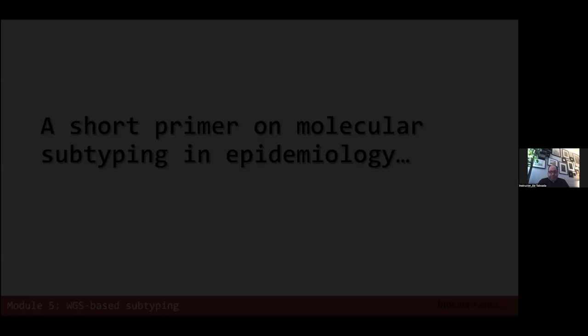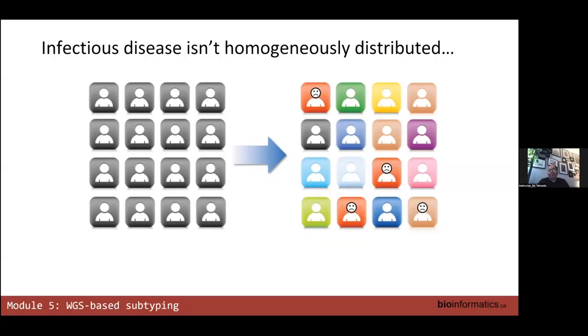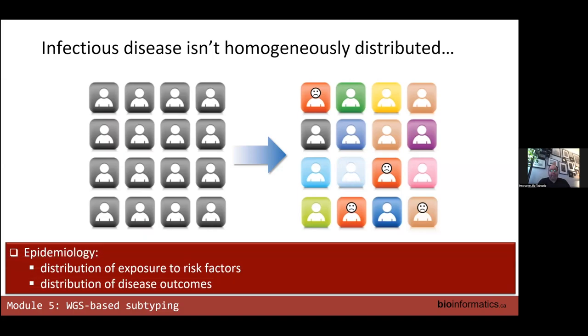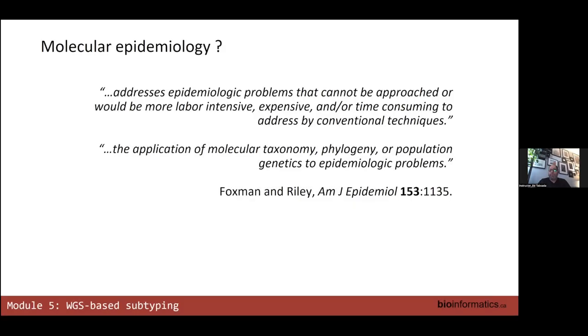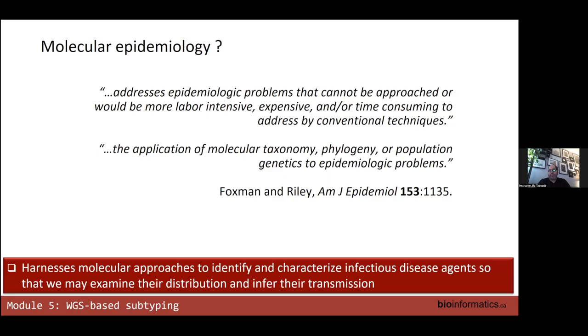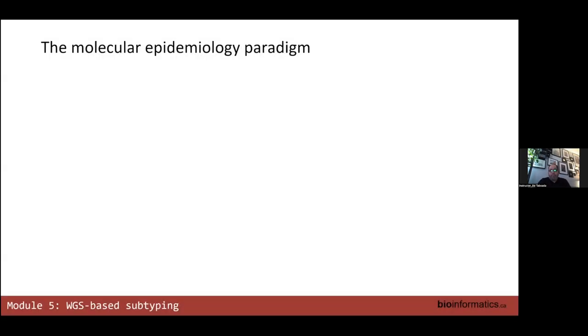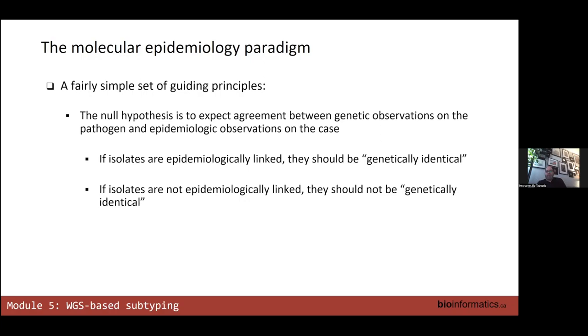So subtyping in epidemiology, as you know, infectious disease isn't distributed homogeneously in populations. There is different exposure to risk factors, and accordingly, there are also differences in the distribution of disease outcomes. And the term molecular epidemiology was coined to capture the fact that we were trying to use molecular approaches to identify and characterize infectious disease agents so that we could try to infer transmission and try to prevent and control disease.